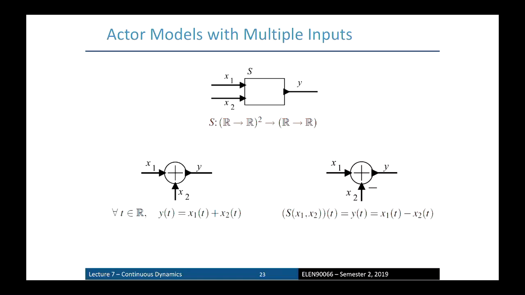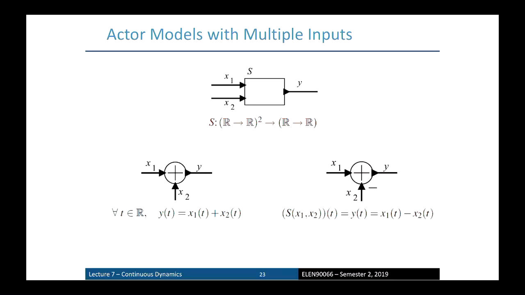You can have actor models with multiple inputs, no worries. So this one here has two inputs, x1 and x2, and one output. So this is its mapping here. It's mapping two things into one. And examples are a summation actor, right? It takes two things and adds them over all t. And also the subtraction, so you're just subtracting the two. So these are just both examples of a black box, two input, one output actor model.